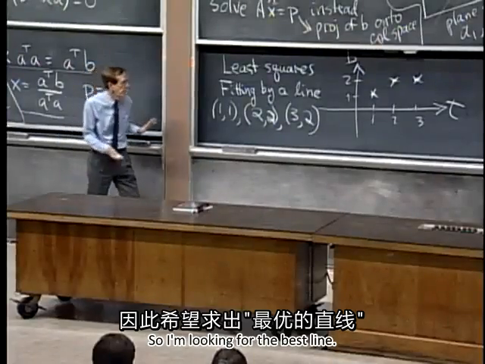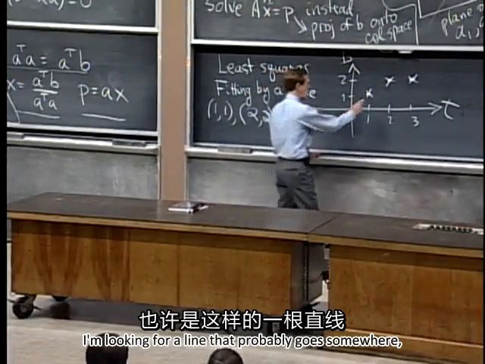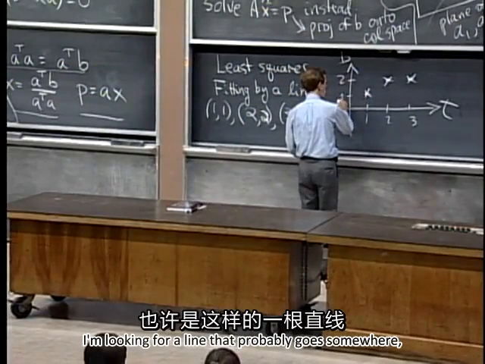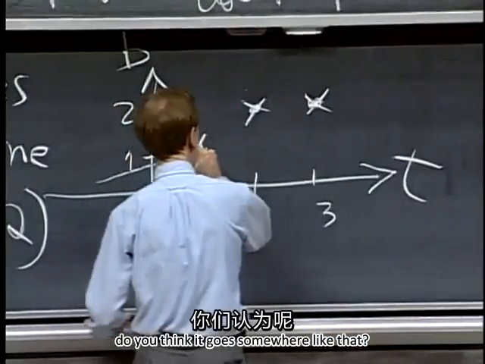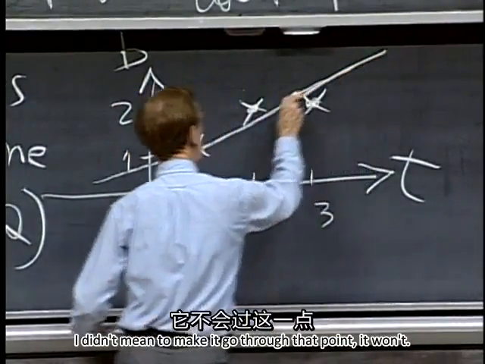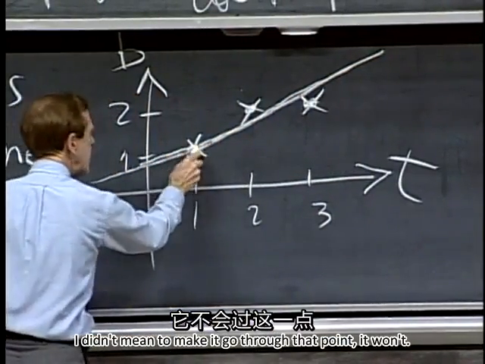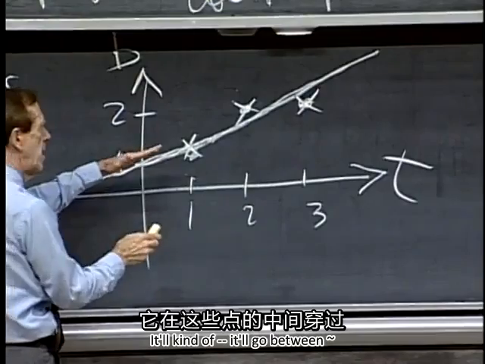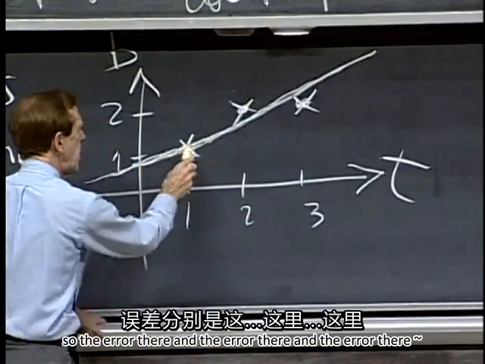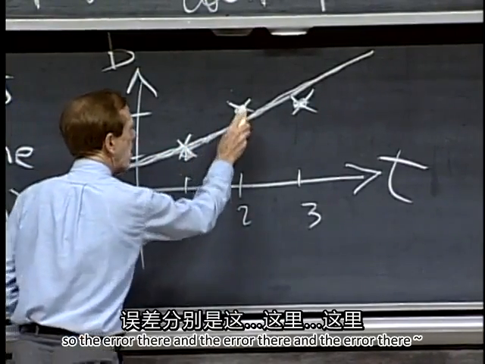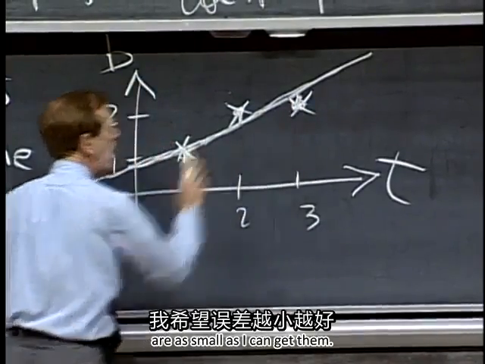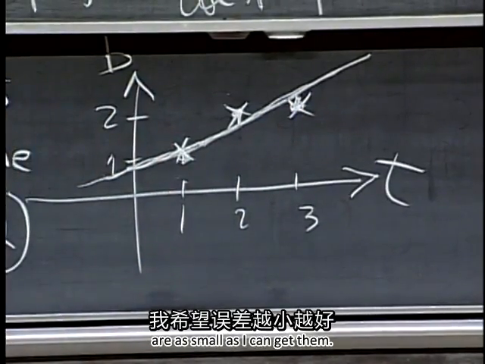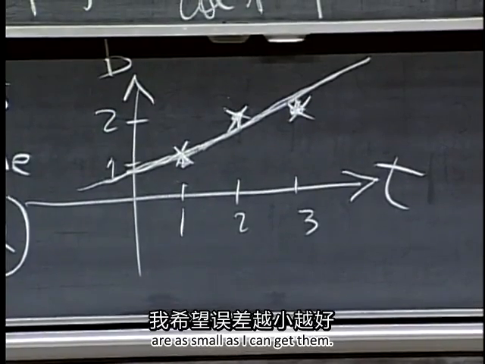So I'm looking for the best line. I'm looking for a line that probably goes somewhere like that. I didn't mean to make it go through that point. It won't. It'll go between, so the error there and the error there and the error there are as small as I can get them.